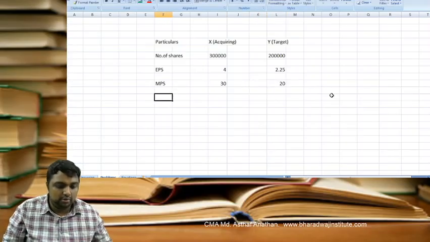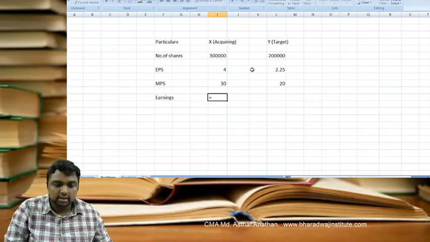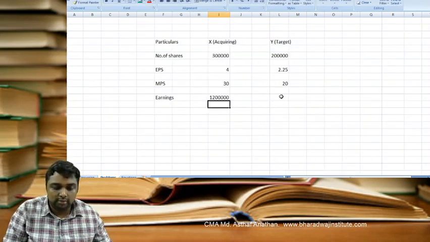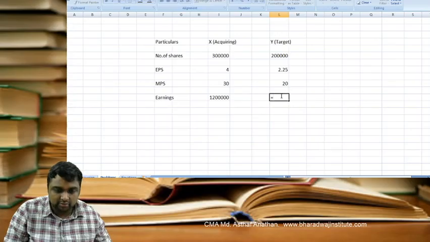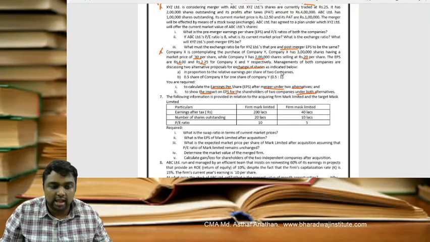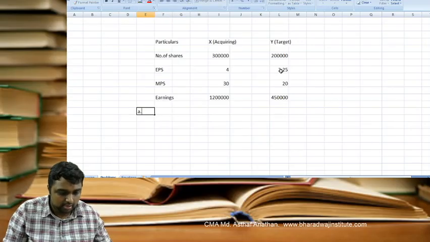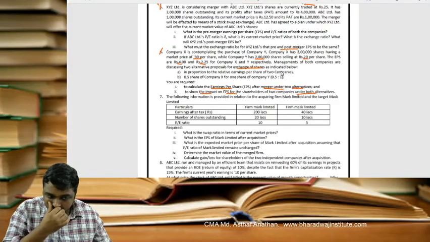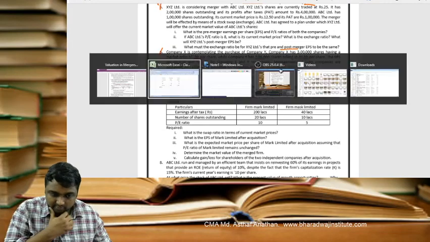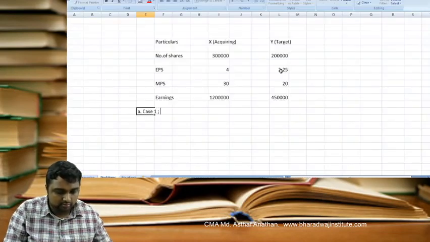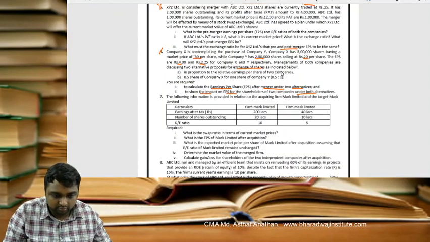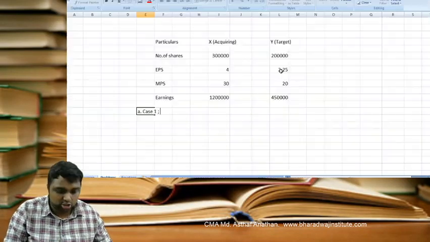See, why have I done this table? Because to find out your earnings. How to find out your earnings? See, earning per share we know. Number of shares also we know. If you multiply, you will get it. The same thing. Number of shares you know. EPS you know. So for getting the earnings only, I have prepared this table. Now we have to do each case. First step. Case 1. What is case 1? In proportion to relative earning.